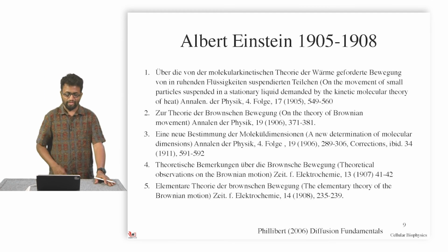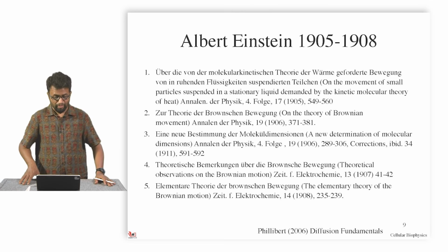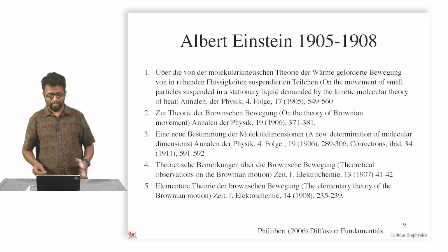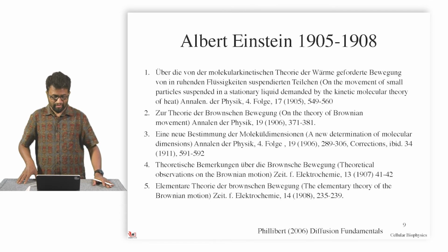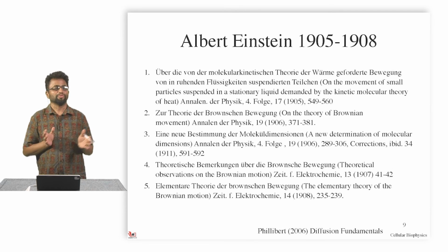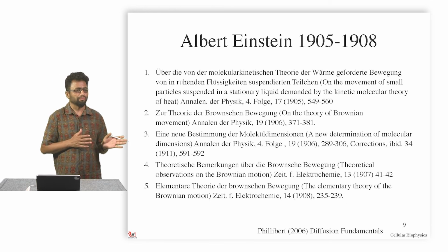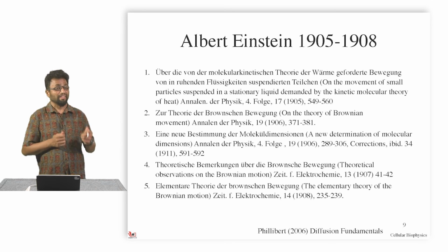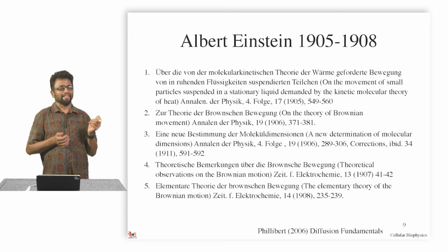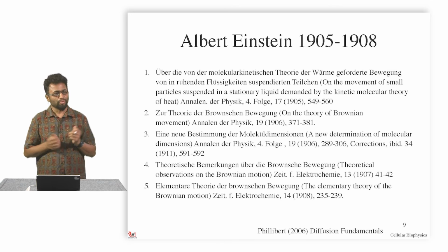He then went on to write a paper on the theory of Brownian movement, also in Annalen der Physik, and "Eine neue Bestimmung der Molekulardimensionen", a new determination of molecular dimensions, also in the same journal, in 1906. So you see, this is a very productive time when he was working as a patent attorney and patent examiner in the Swiss patent office in Bern in Switzerland, which means that you can do research, excellent, groundbreaking research, even if you don't have all the means for it.